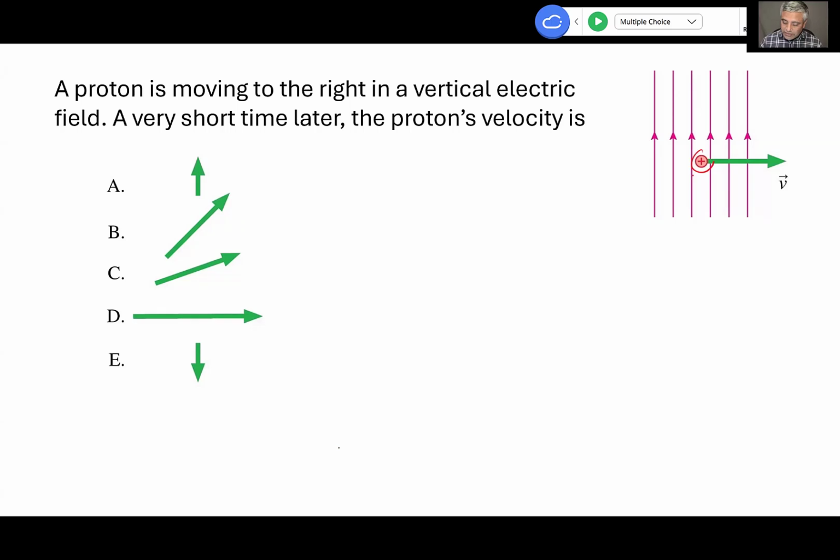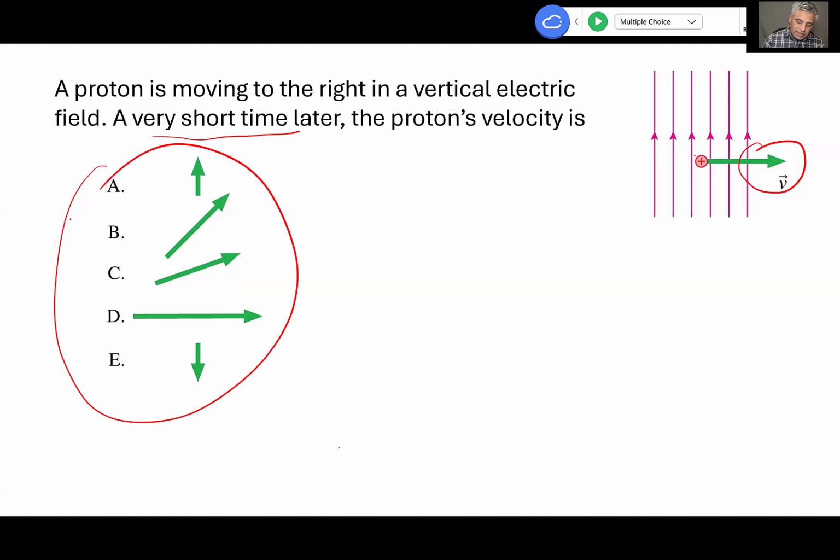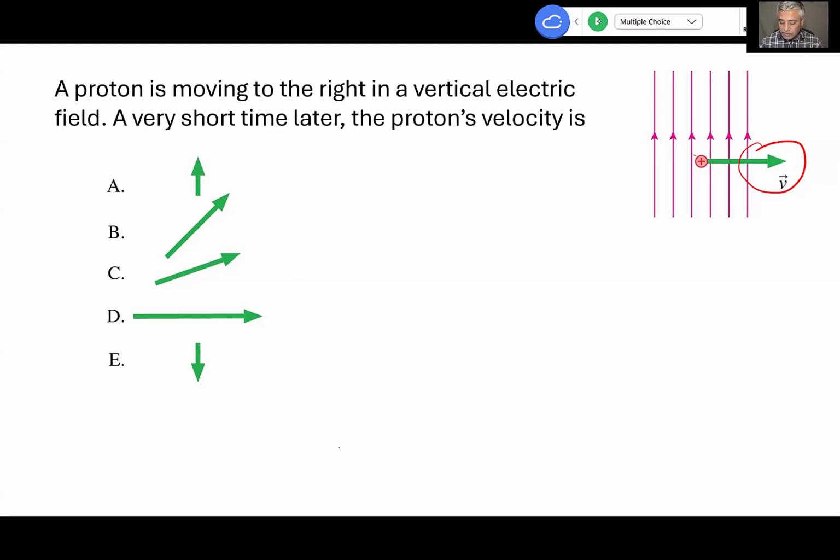So now here is this question. This is a positive charge and this is the field, and this positive charge is moving. So it's not at rest, rather it's already moving with velocity v. Now you wait for a very short time, let's say a tenth of a second or even less. How would the velocity direction look? There are choices. Go ahead, choose one. You have a minute to answer this question.